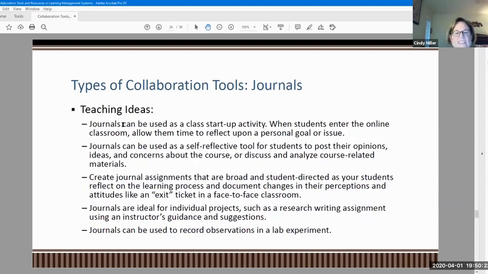And then some teaching ideas. Some teachers use it as a class startup activity. Some journals can be used as a self-reflective tool. That's what I used it for. You can create journal assignments that are broad and student directed. Again, like an exit ticket that you would normally use in a classroom. And then journals are really ideal also for individual projects. If you have them do a research writing assignment, you can help them with their writing skills privately. And then journals can also be used to record observations on a lab experiment.